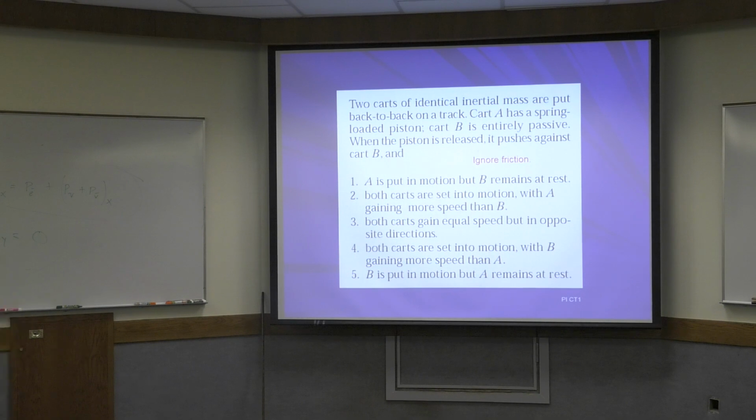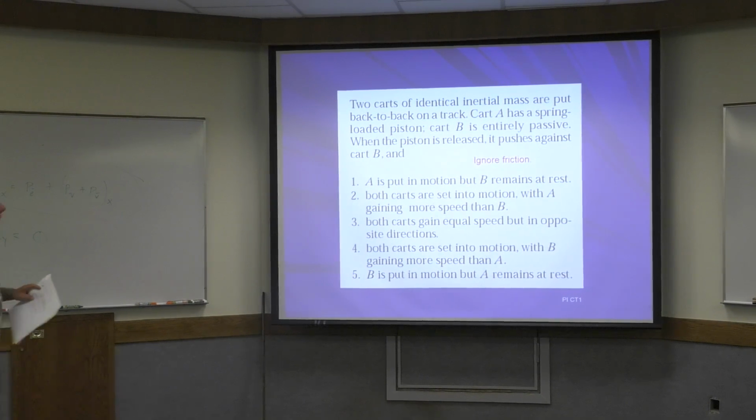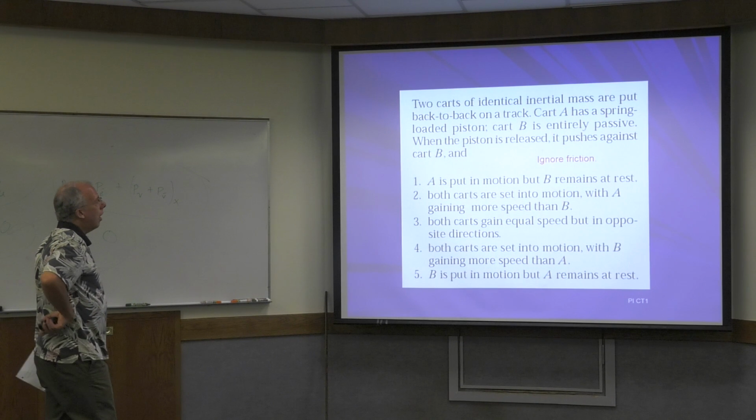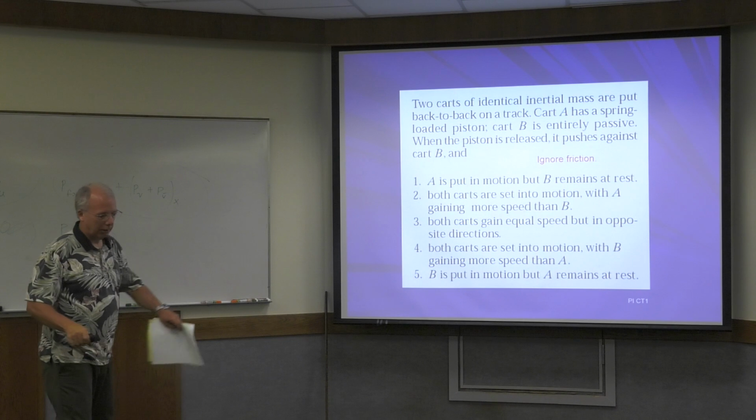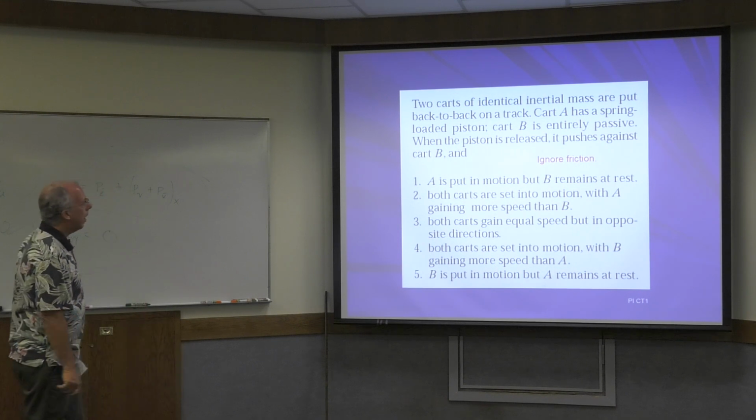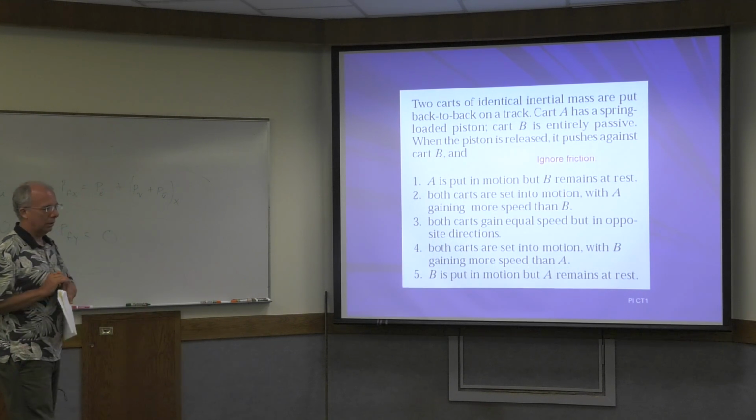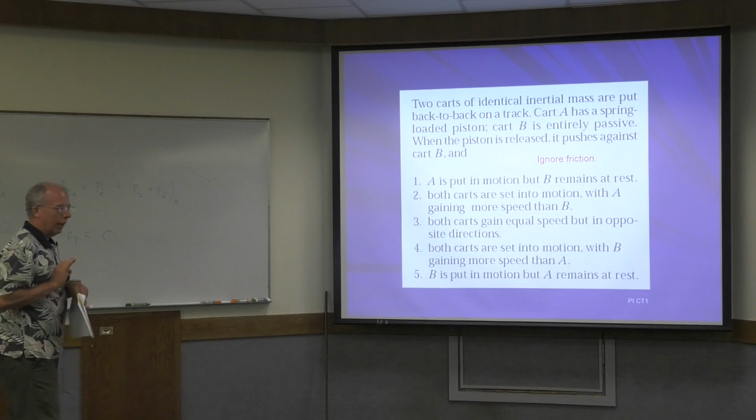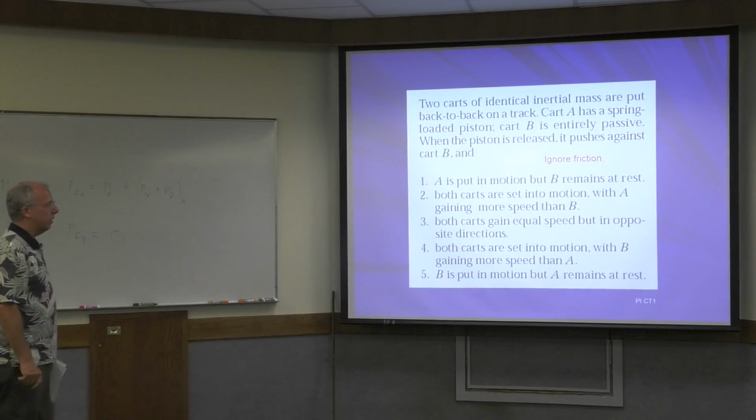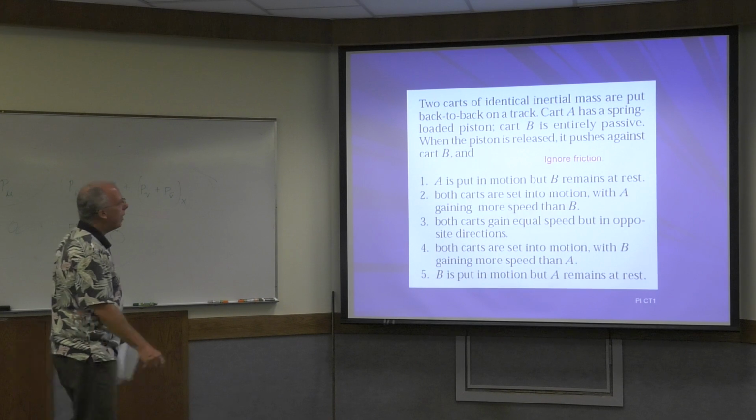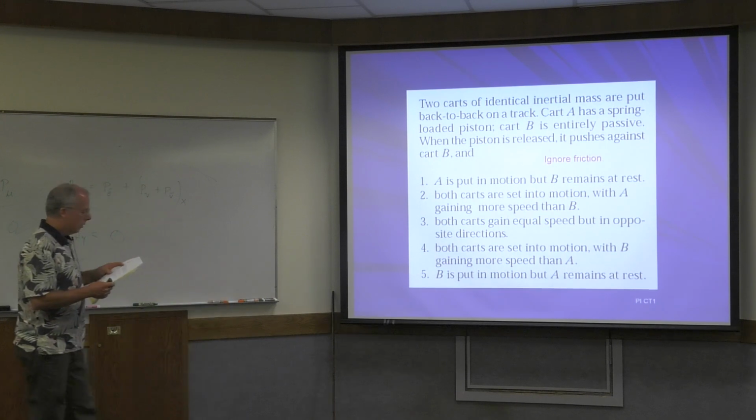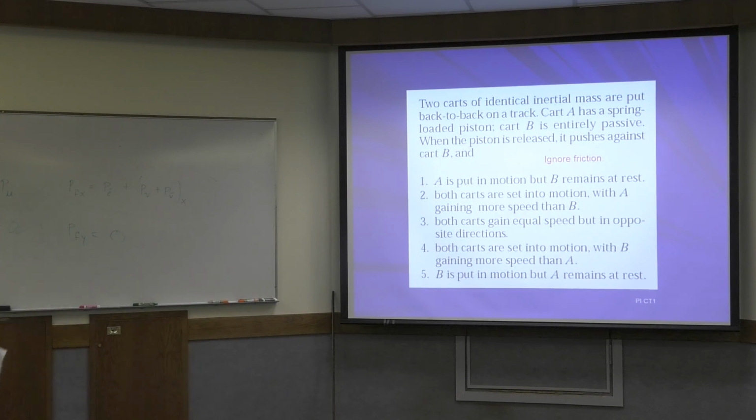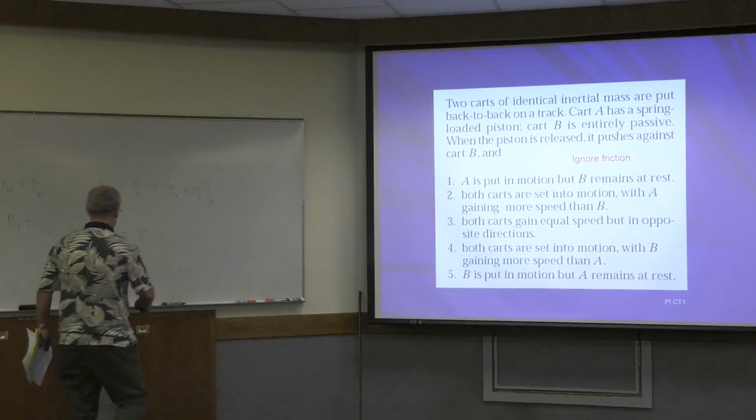Here's a nice question for you that we'll end on. 2 carts of identical inertial mass are put back to back on a track. Cart A has a spring-loaded piston. Cart B is entirely passive, so no spring, just sits there. When the piston is released, it pushes against cart B, and what happens? Ignore friction. So pause your video and figure it out, please.